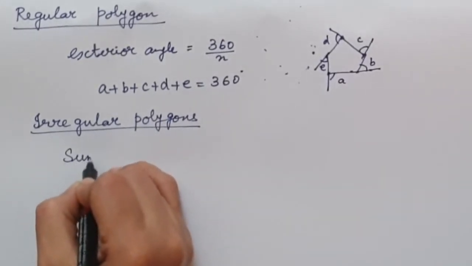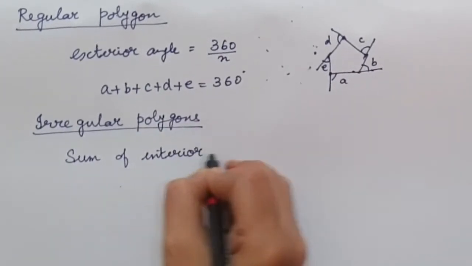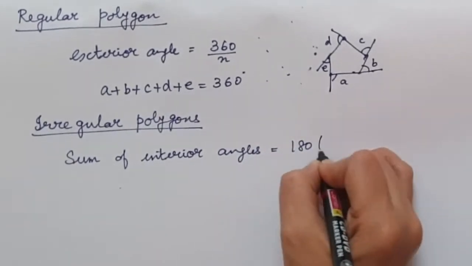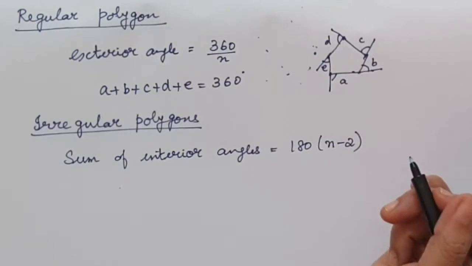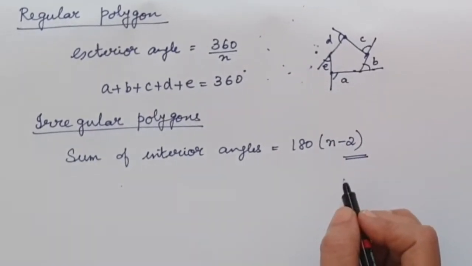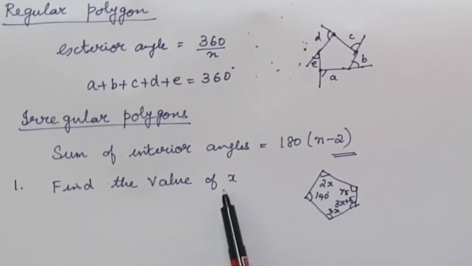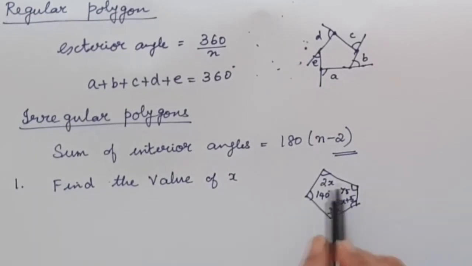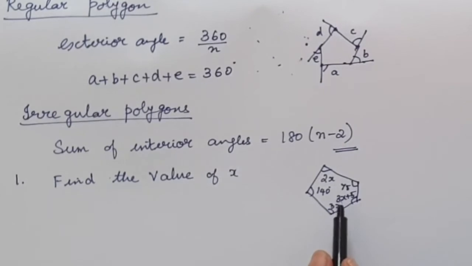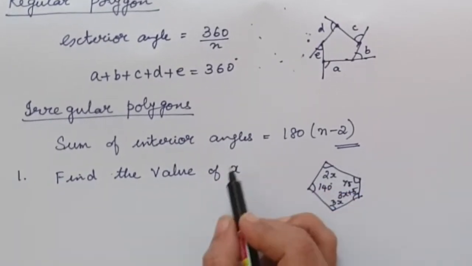Sum of the interior angles of a polygon. Sum of interior angles of a polygon will be 180 times (n minus 2). This is the formula to find the sum of the interior angles of a polygon. Now the figure is given to us and we need to find the value for x. So now when we add all the interior angles, it will be equal to 540 because it is a pentagon. Or we can just find out using the formula of sum of the interior angles.